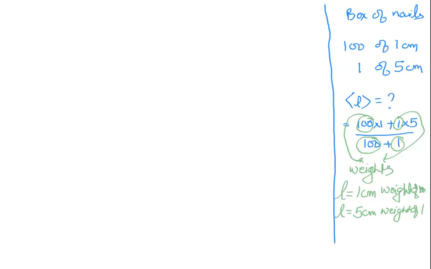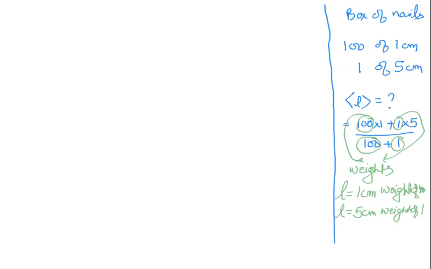Will it be nearer to 1 or will it be nearer to 5? I mean, will it be like 1.1, 1.05, or will it be like 4.9 or 4.95? And the answer, of course, is very obvious because most of you have worked it out. It will be nearer to 1, right? So weighted average means that the average quantity will lean toward the quantity whose weight is greater.